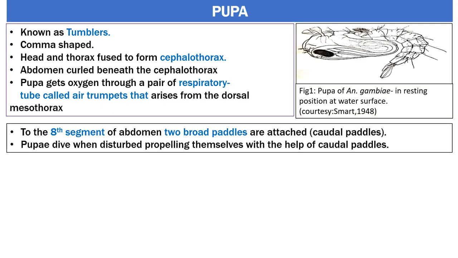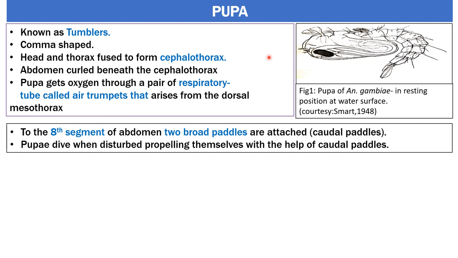Now coming to the third stage of the mosquito life cycle, that is the pupa. Pupa is known as the tumblers because they tumble when disturbed. Mosquito pupae are different from other holometabolous insects in that they readily react to external stimuli like vibrations and actively swim in water. The shape of pupa is comma-shaped.